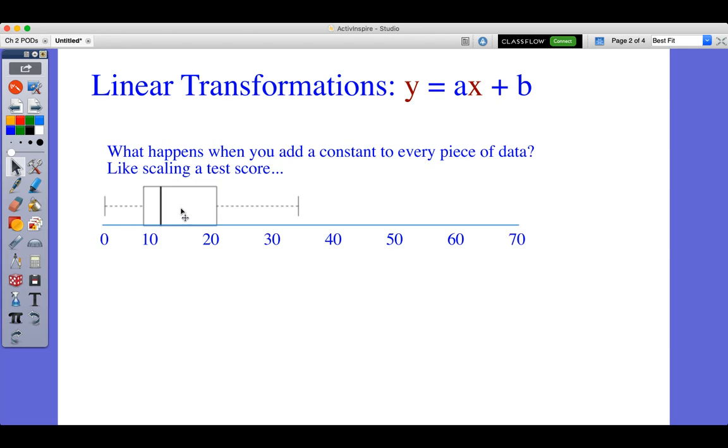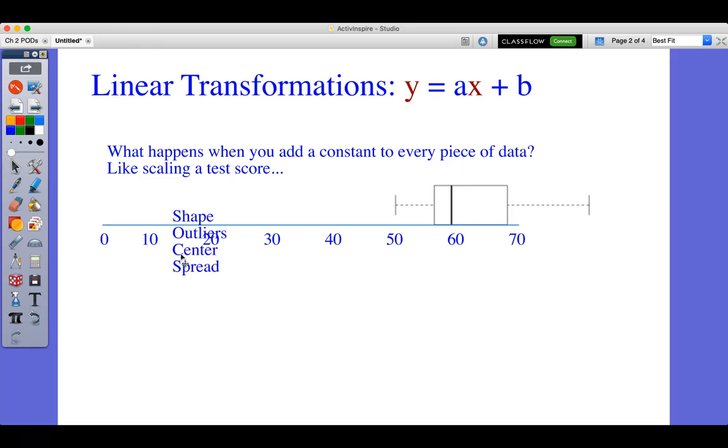So let's look here. When I add a constant to every piece of data, like if you scale a test score, right? So if this is the average of how people did on a test that I give in AP Stats, and then I'm like, all right, well, let's scale it. So let's add 50 points to everyone's score. What's that going to do to my graph? It's going to shift it to the right. And now that's my distribution. And so what has changed?